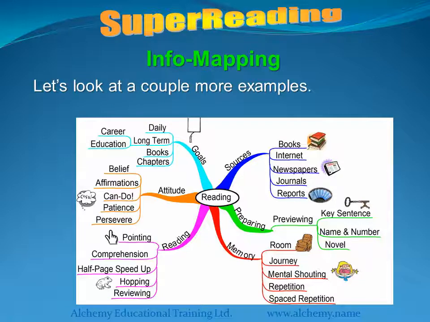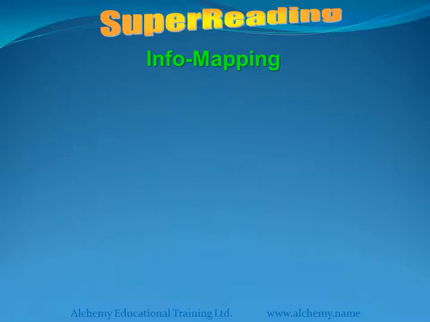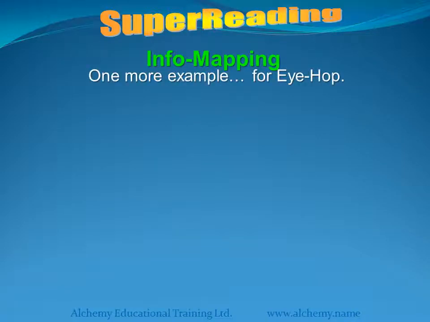And in light blue, we have goals. We should have daily goals and long-term goals for what we want to read for our career and education, what books we want to read, and what chapters of what books we want to read. Okay, one more example for IHOP.